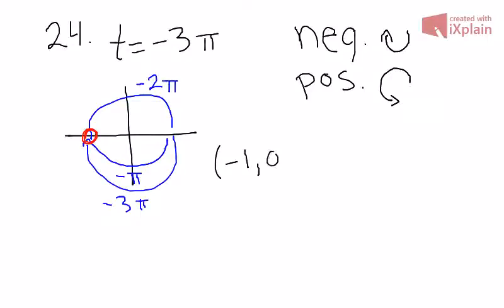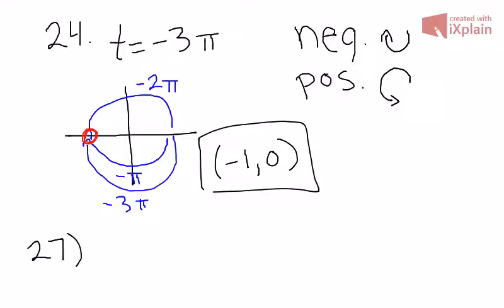So you go around 3 times, and you get to that little red spot right there, and what is that point? Well, that one's pretty easy. It's on the x-axis. That's negative 1, 0. Okay. So in this next case, we're going to go negative pi over 6, right?